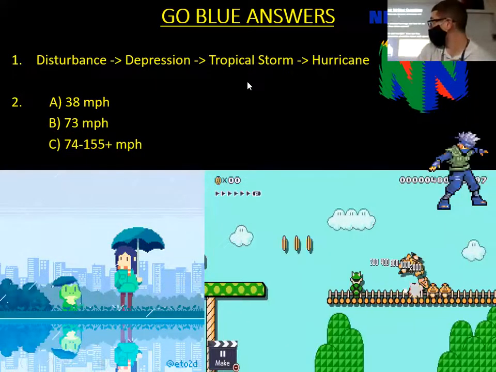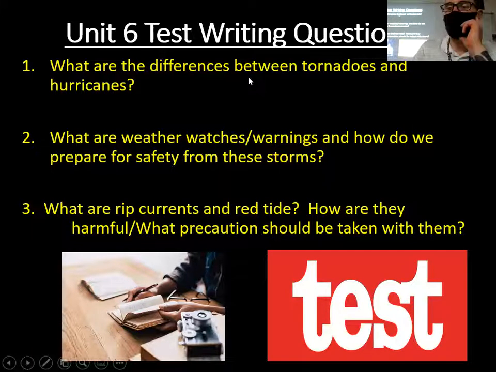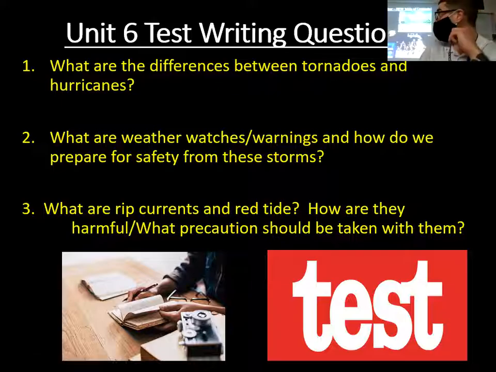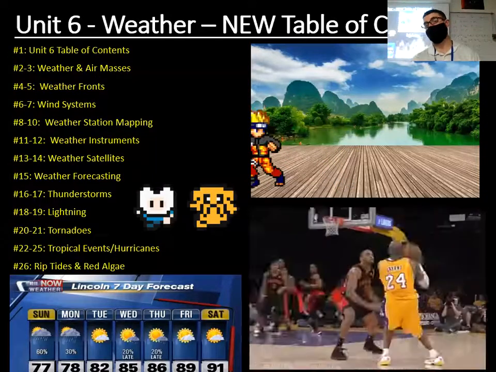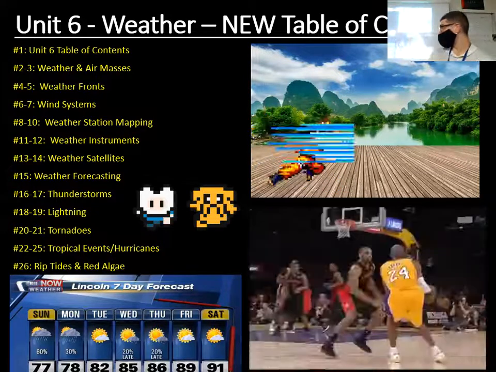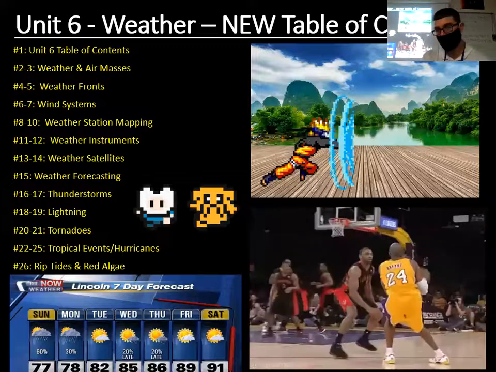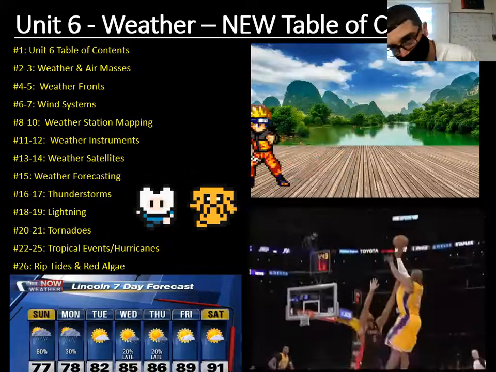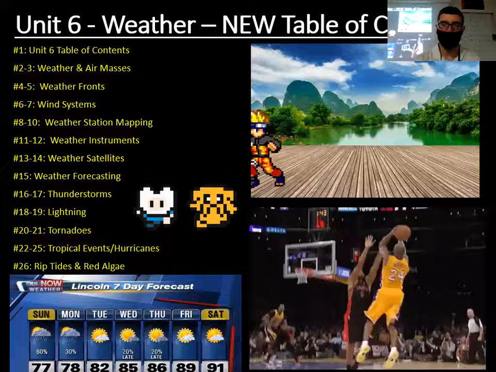Okay, moving on. We're not going to worry about these writing questions because we're going to have all multiple choice. I'm doing things a little different for our class, so no need to worry about these. If you want to update the last page of the table of contents, you can. We can change it to make 22 to 24 tropical events, and 26 red tides and red algae. We'll do that tomorrow, I'm thinking. Okay, so we'll go from there.